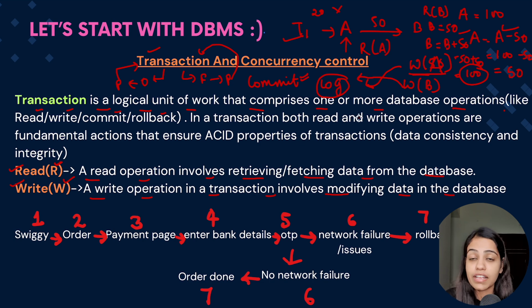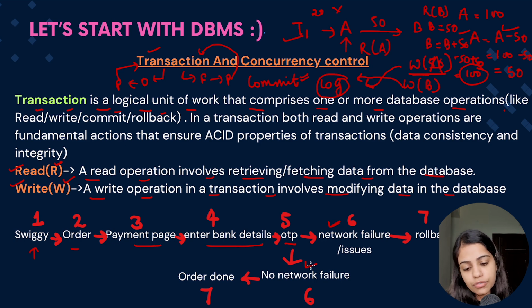So this is how the transaction happens. Here also there is an example. Consider we are using the Swiggy app, we are ordering something, we go to the payment page, we enter the bank details and we get the OTP. There could be two scenarios. One, there is some network issue or failure. Second, there is no network failure.